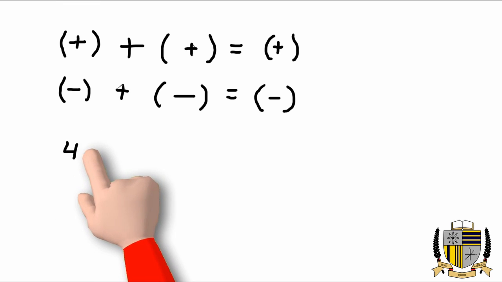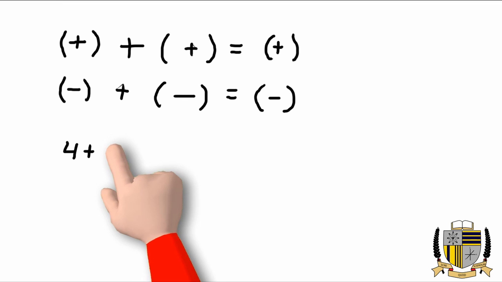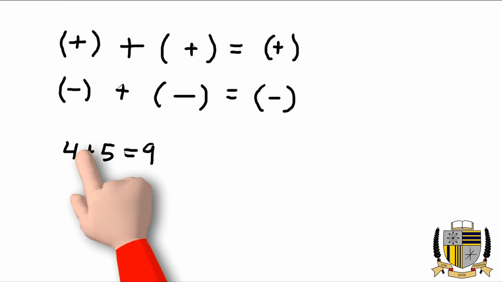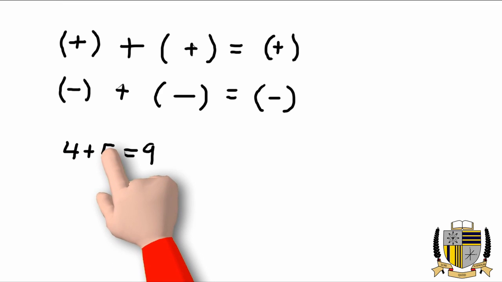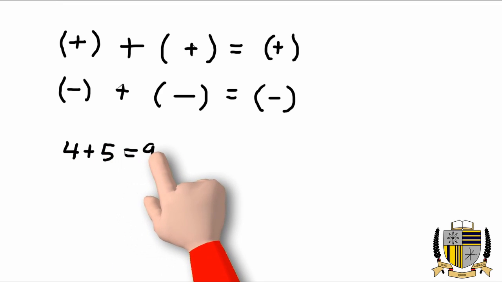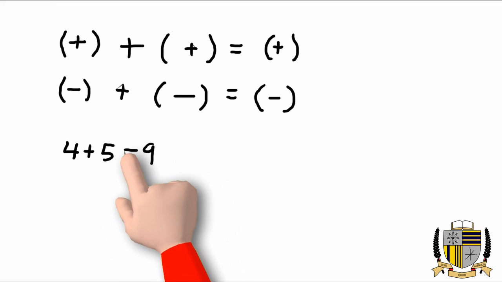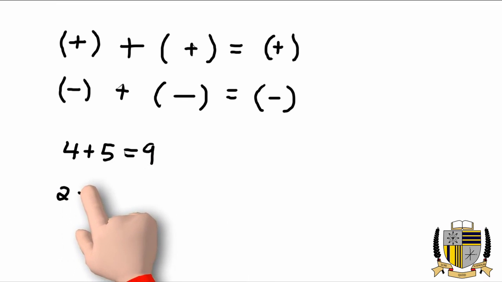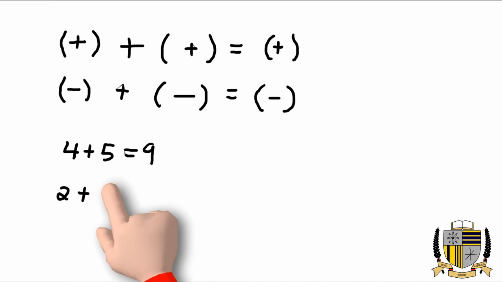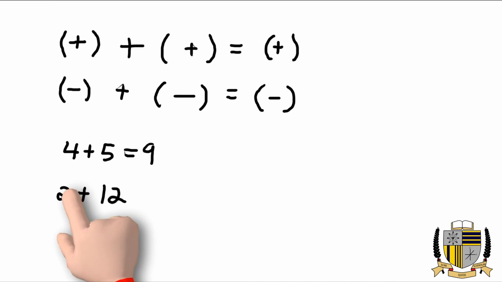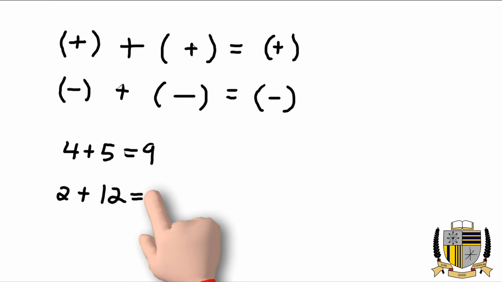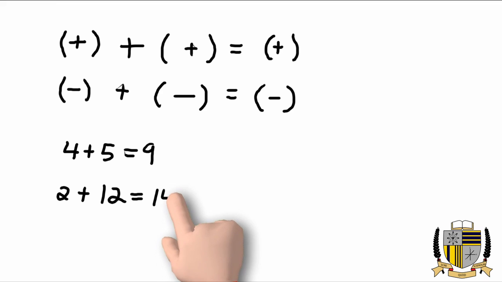We have a 4 plus 5. That is equal to 9. A positive 4 plus a positive 5 is equal to just a regular positive 9. We can do a 2 plus 12. Positive 2 plus a positive 12, and that's going to equal 14.